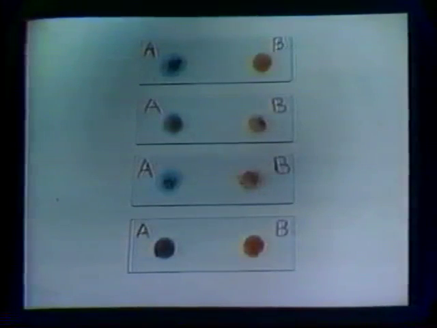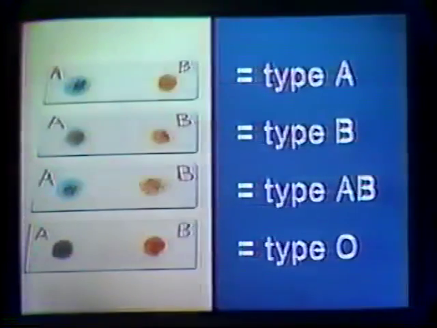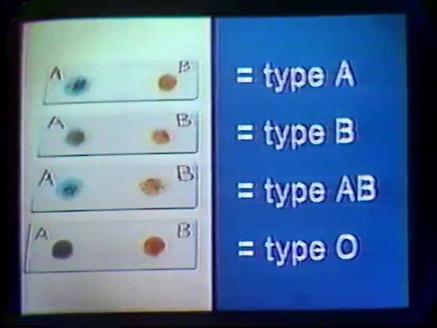1. A may be grainy and B may show no reaction. 2. A may show no reaction and B may be grainy. 3. Both A and B may be grainy. 4. There may be no reaction in either A or B. If the first combination appears, the blood type is A. If the second, the type is B. If the third, the type is AB. If the fourth, the type is O.